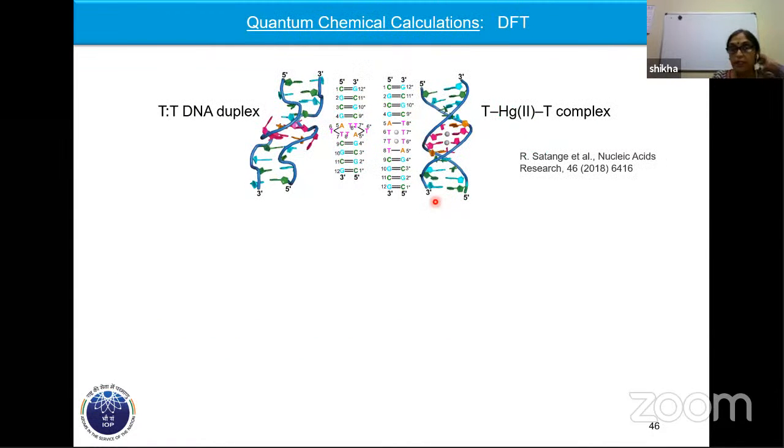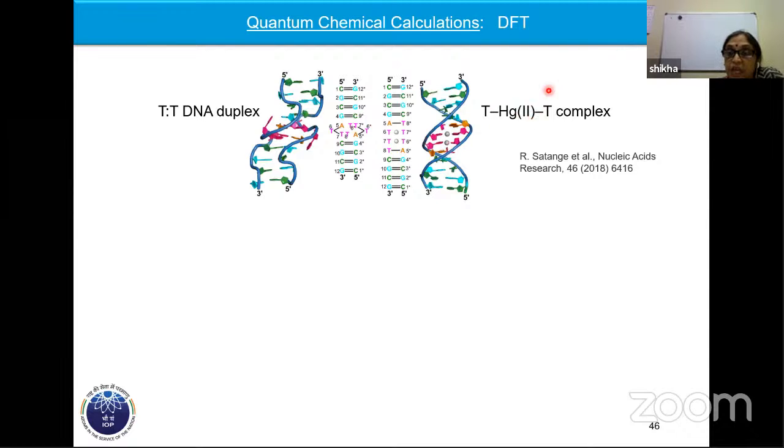Now, if we look at the DFT calculations, which have been taken from this reference, T is supposed to always match with A, as I mentioned earlier, but in some instances, due to some defect or due to some insertion, this TT DNA duplex can form. This is just a clean DNA, but there is a mismatch. Instead of A and T, there is TT.